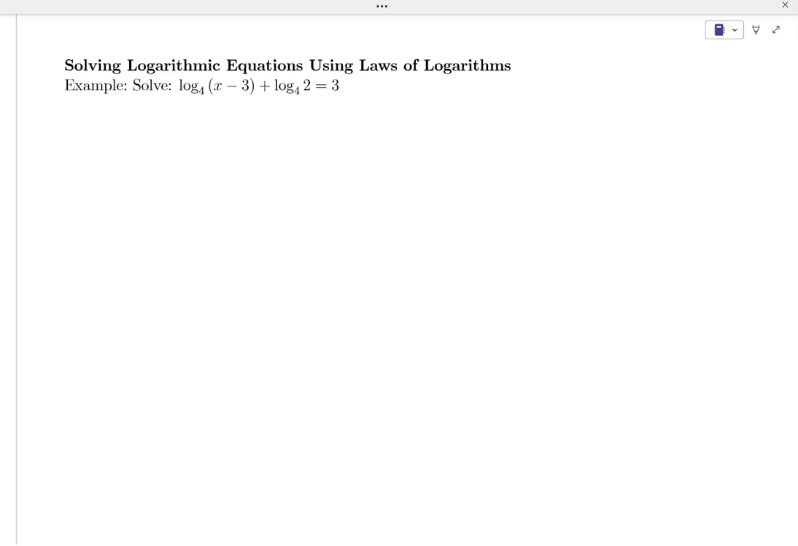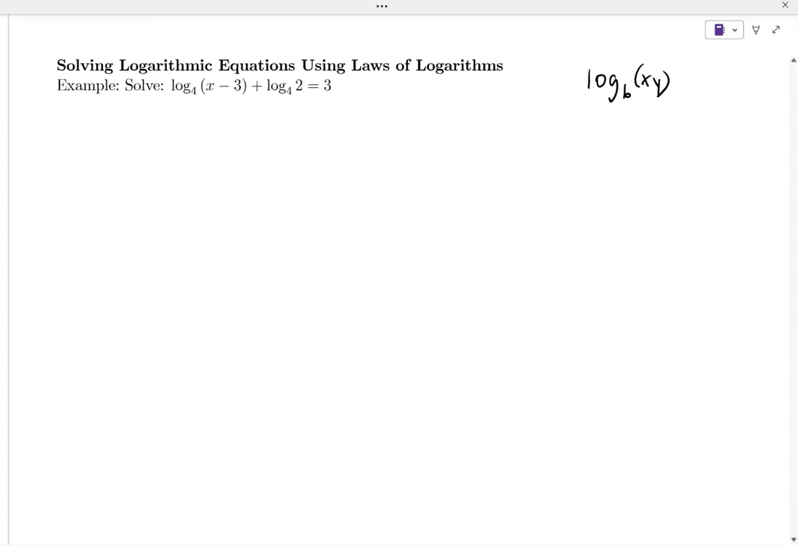So let's look at solving logarithmic equations with the laws of logarithms here. What this means is that we're going to use our three properties for logs to combine either one or both sides into a single log. We're going to do all those combining things. So just to remind, if you have the log of a product, how can you rewrite that?